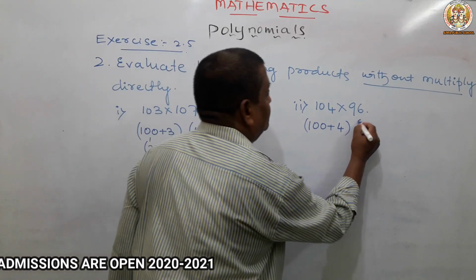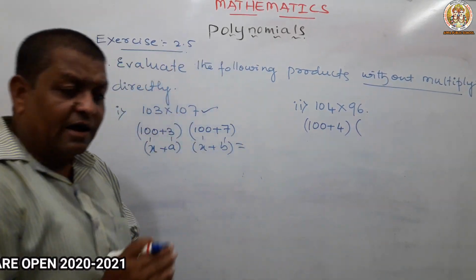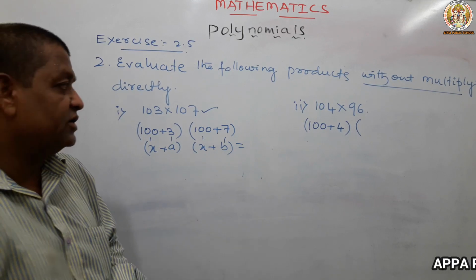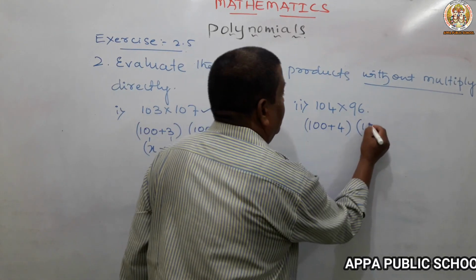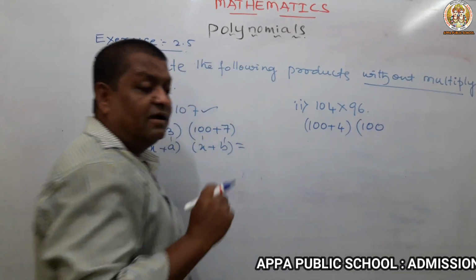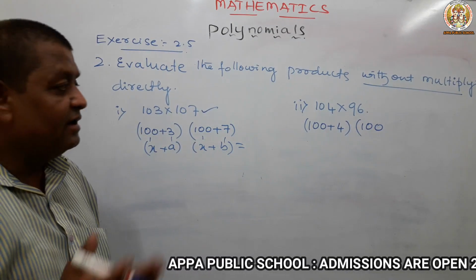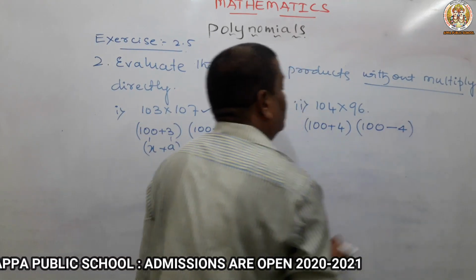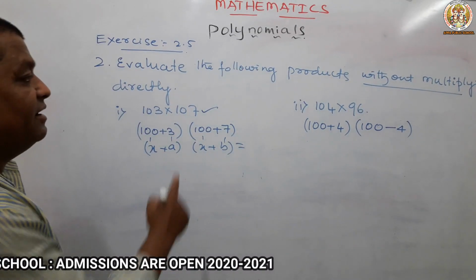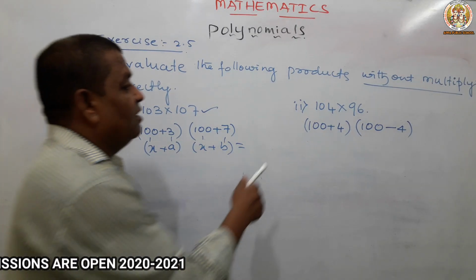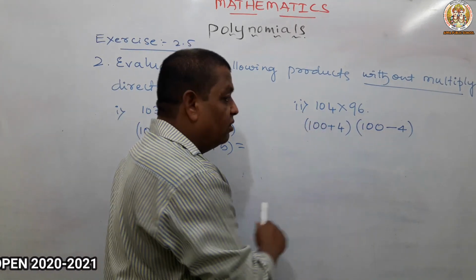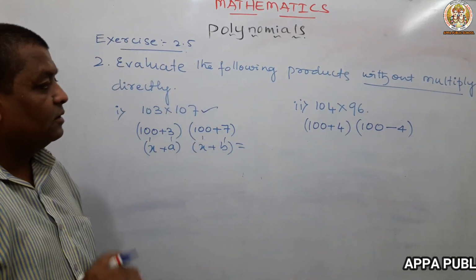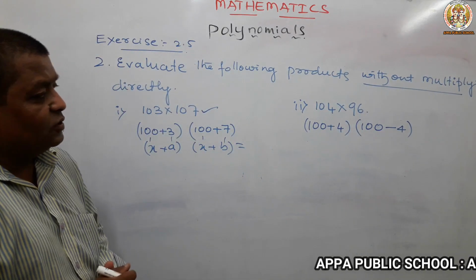Next, I need 100 for better results and fast calculations. Then 100. In that 100, if you minus 4, then definitely it is 96. 100 minus 4. Okay, 100 minus 4. See, 100 plus 4, 104. 100 minus 4, 96. Okay, so check the suitable identity.